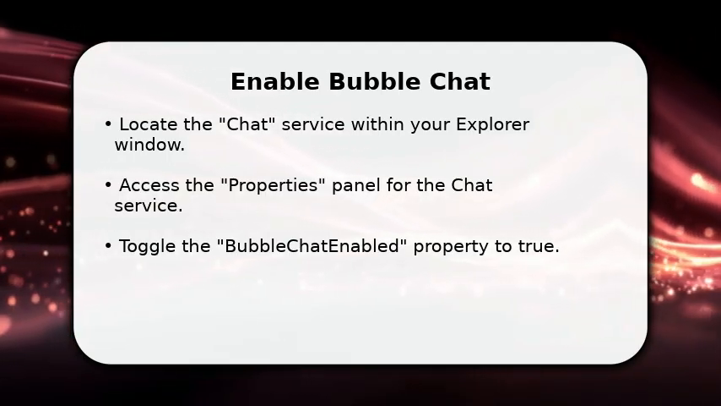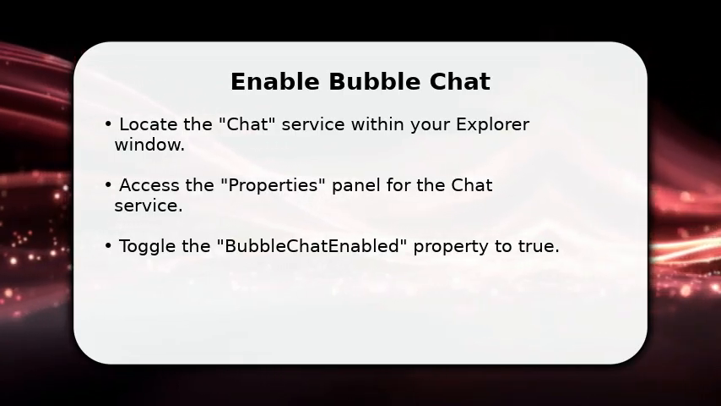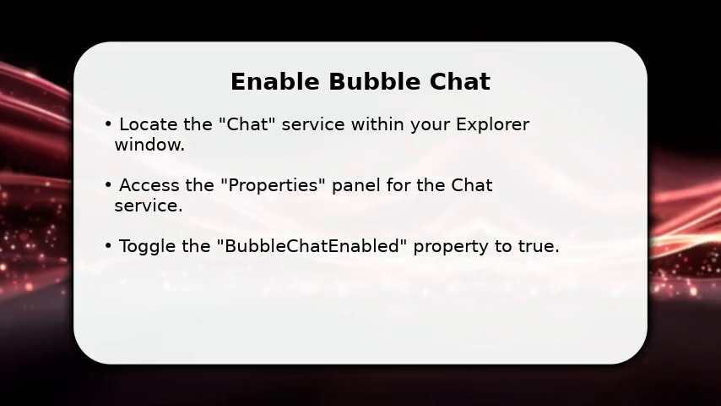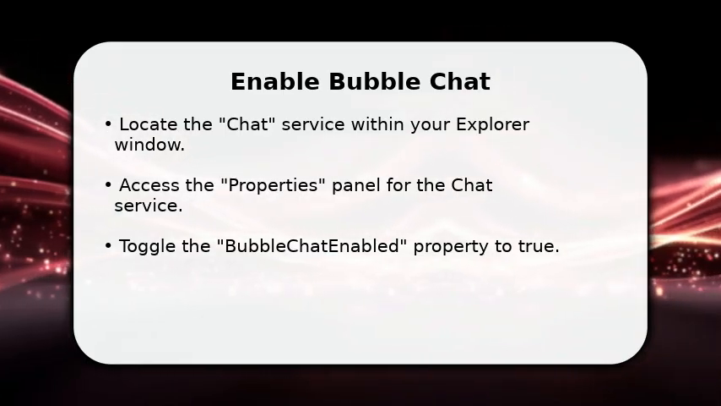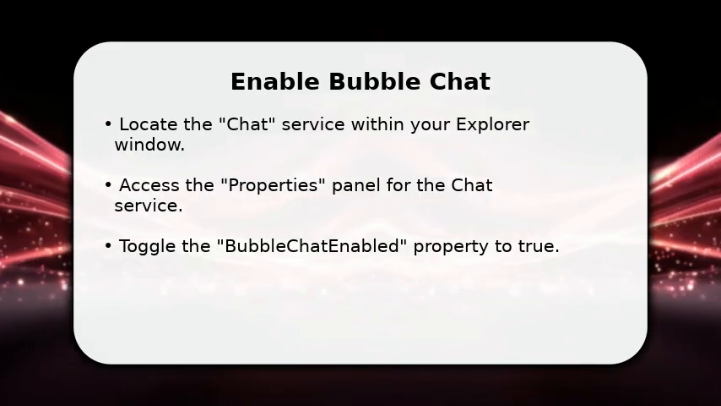Find the chat service, which is typically located under Starter Player or directly in Replicated Storage. Select it, then go to the Properties window and check the Bubble Chat Enabled box. This simple step activates the basic bubble chat feature for your game.